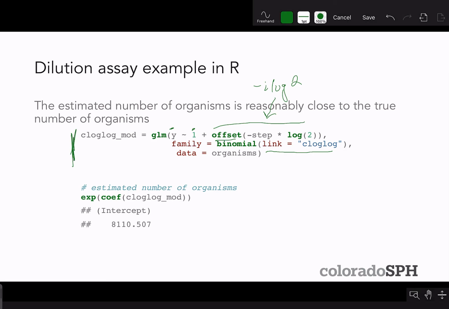And to actually get the number of organisms for this model, I'm going to exponentiate the intercept, and it gives me 8,100 as the estimate, where the true value is 10,000. It's not quite there, but it's not terrible.